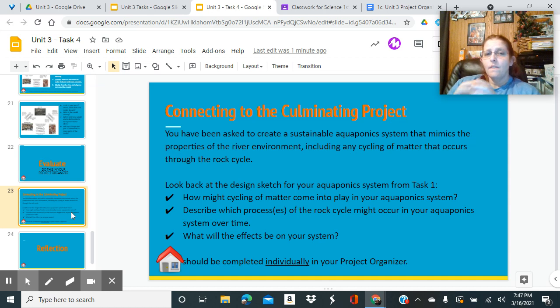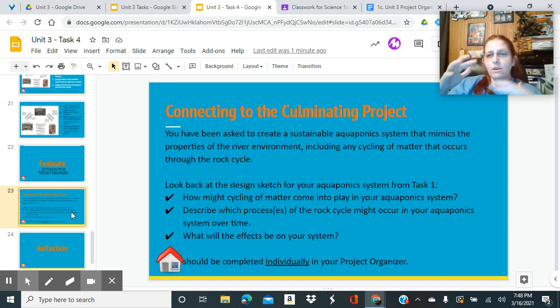All right, so think about your sketch of the aquaponics system from task 1. I asked you to create an aquaponics system. Think about how your water is going to cycle through your plant bed and then your grow bed, and how you are going to use your rocks to cycle that matter through. And now think too about what process that we talked about is going to happen to those rocks over time.